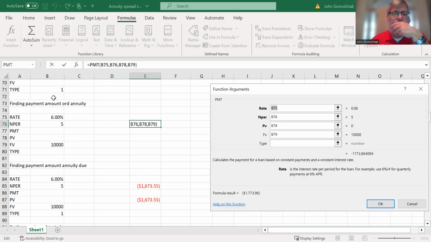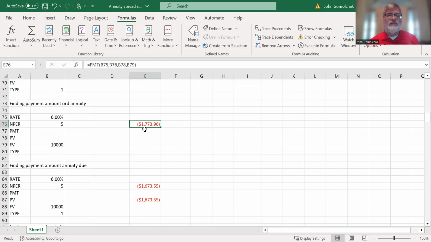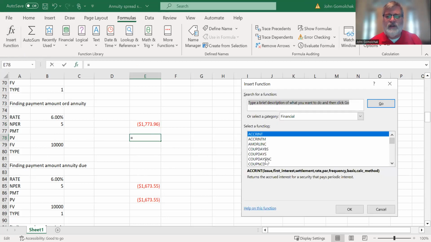All right. So the rate is 6%. The number of periods is 5. Present value is 78, which is going to be nothing. Future value is B79 of 10,000. If we hit OK, it gives us the 1,773.96, which is what the book is saying that we should be getting here. Let's do this one here.